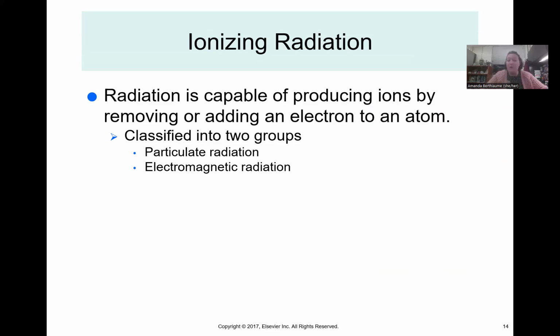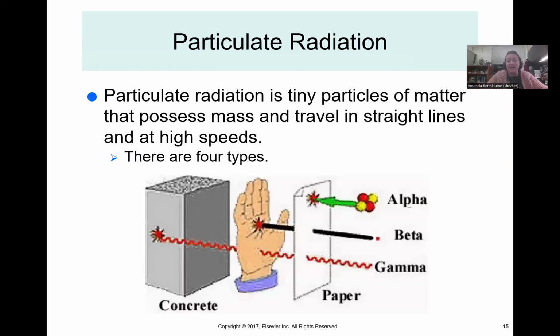Again, walking through, I won't go over every slide. You can self-study, but it is divided. Ionizing radiation is in two groups, right? We've got the particulates and the electromagnetic radiation. And particulate radiation is tiny particles that possess mass and travel in straight lines, right? So we've got the alpha, the beta, and the gamma, right?